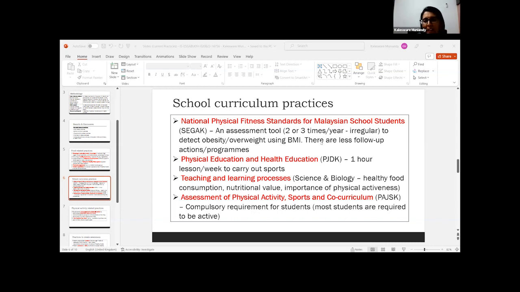And they do have teaching and learning processes whereby they learn during science and biology lessons about healthy food, the Asian food pyramid, healthy consumption, nutritional value, calorific value, importance of physical activeness, and so forth. And they also have assessment of physical activities, sports, and co-curriculum, which is a compulsory requirement for students to complete before they enroll into tertiary education.